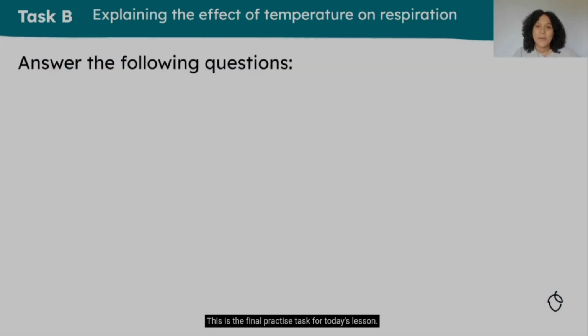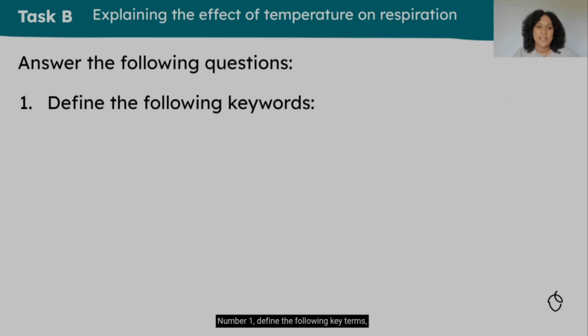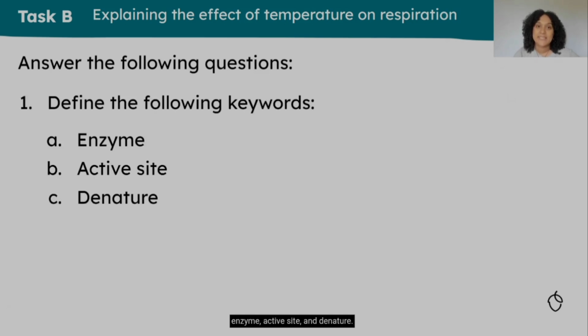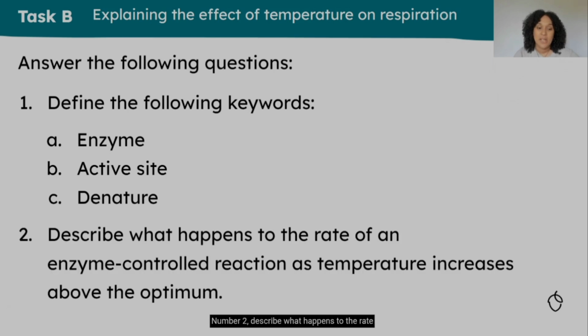This is the final practice task for today's lesson. Answer the following questions. Number 1, define the following key terms: enzyme, active site, and denature. Number 2, describe what happens to the rate of an enzyme control reaction as temperature increases above the optimum. You'll need to pause the video now to give yourself enough time to think about your answers and to write them down, and click play when you're ready to move on with the lesson.